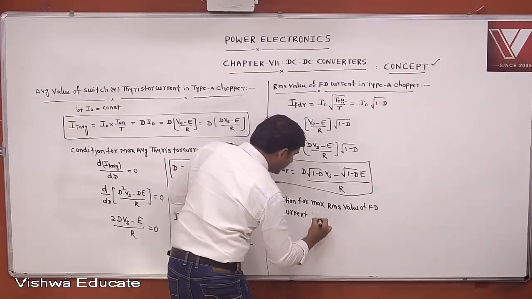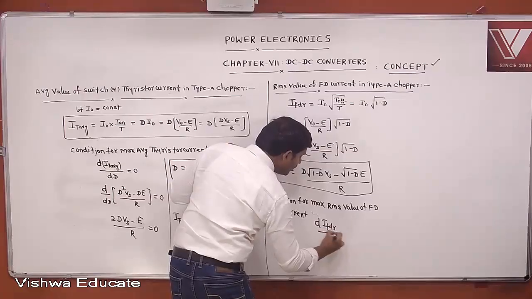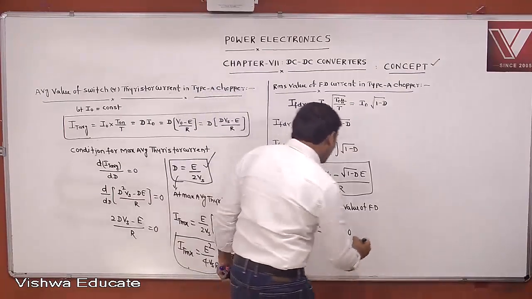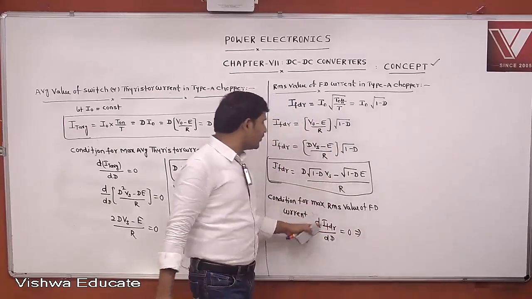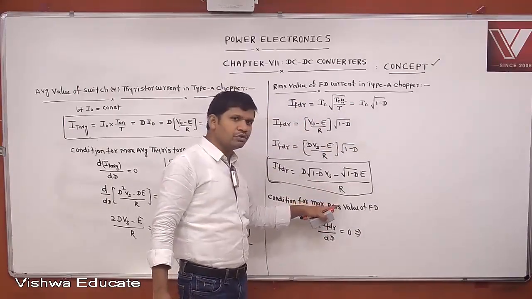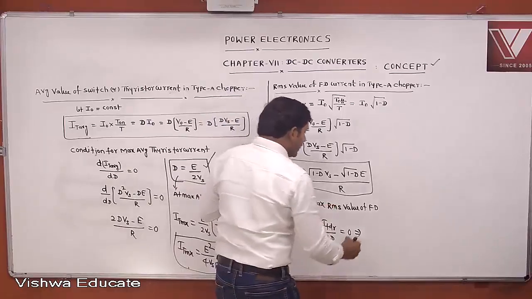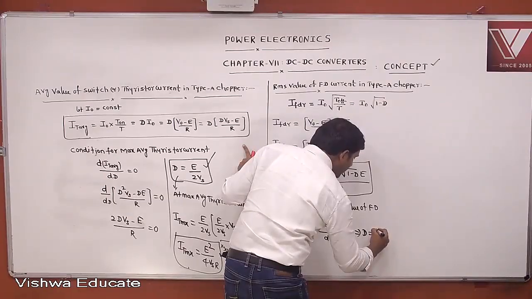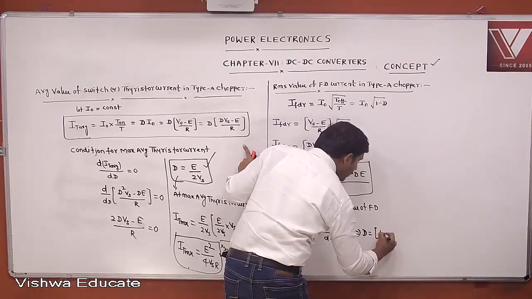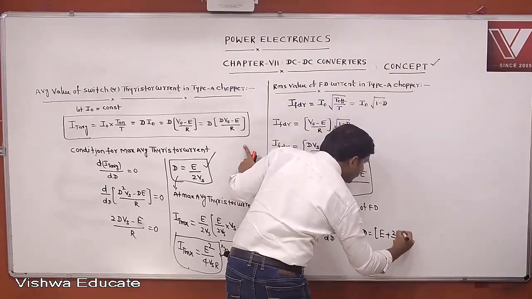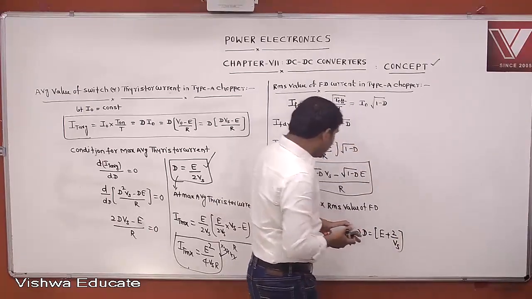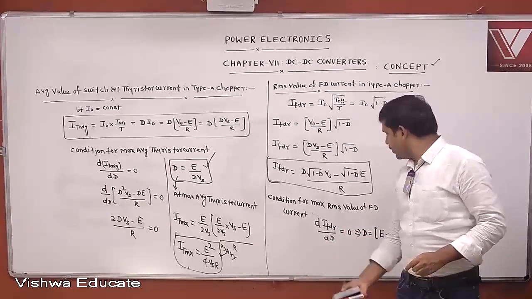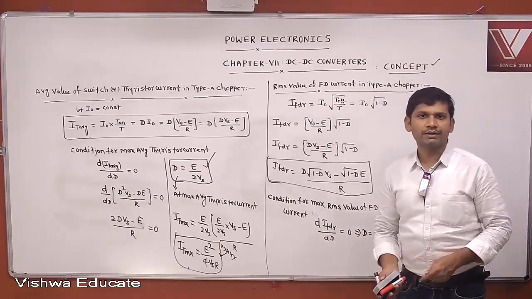Then how to get it? Differentiate the freewheeling diode current with respect to duty cycle and equate to 0. Check your mathematical knowledge. Then we get the duty cycle D equal to (E plus 2)/Vs. This is the duty cycle at the maximum value of freewheeling diode current. Note down: what is the duty cycle at maximum value of freewheeling diode current?